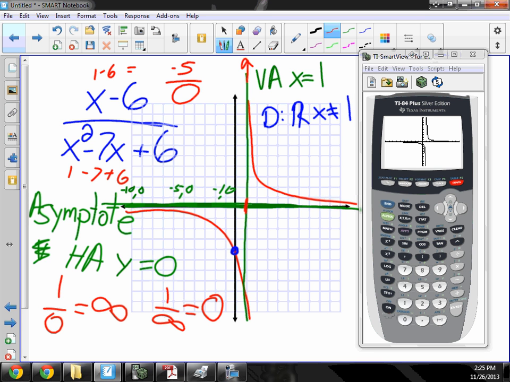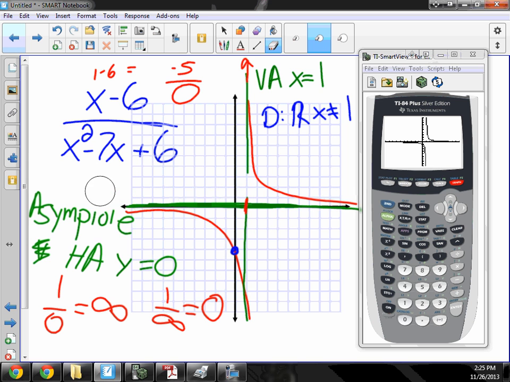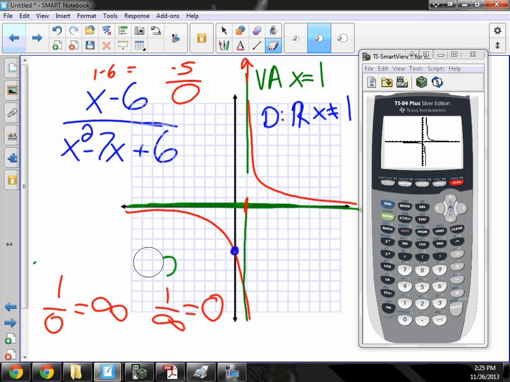So if 1 doesn't work, are there any other numbers that don't work? Well, let's check. The trouble is, if the bottom equals 0, then we have to throw those numbers out of the domain. So let's look at the bottom. So we look at the denominator. When does this equal 0? Oh, it's a quadratic, and it equals 0. What should we do? Factor it.